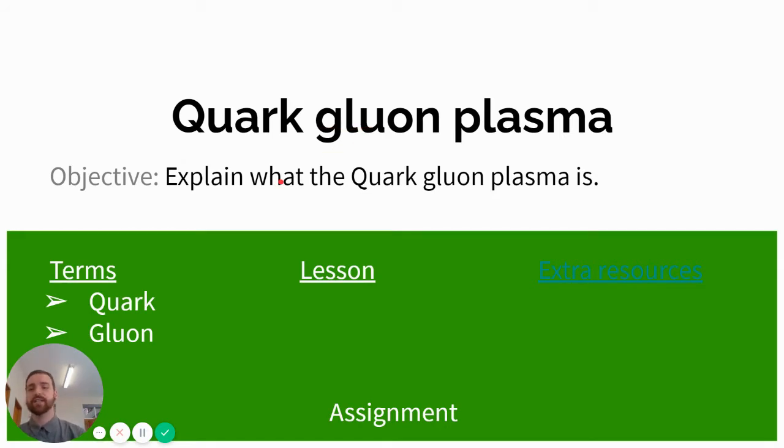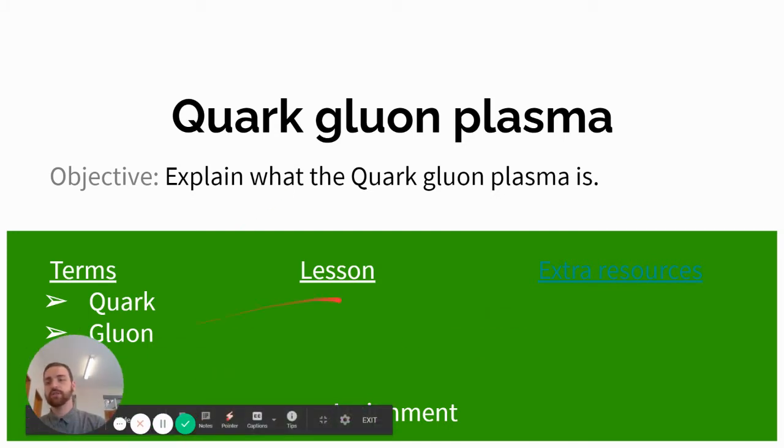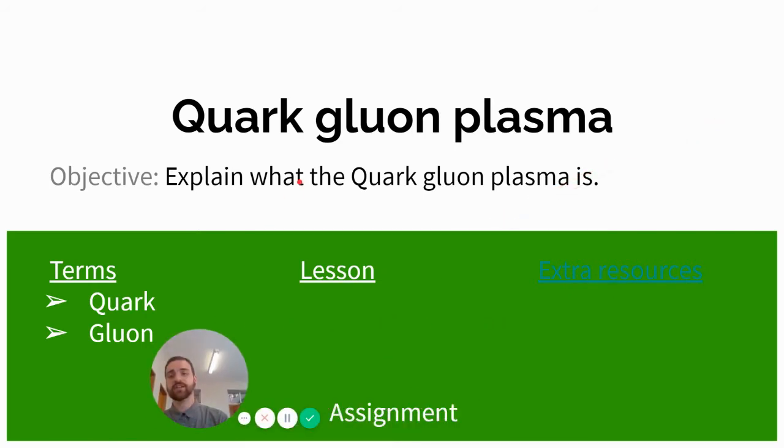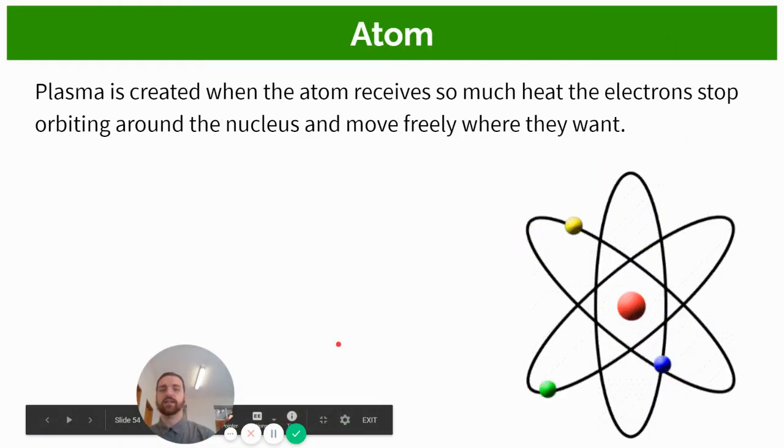Your objective for today's lesson is I want you to be able to explain what the quark gluon plasma is. There are two terms that you should be able to explain by the end of this lesson, and that is what is a quark and what is a gluon. All right. Fantastic. So let's begin.